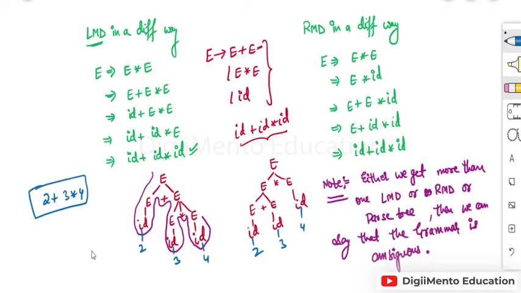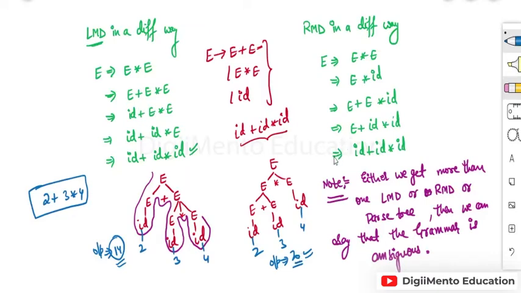Because if we calculate this, the output will come out as 2 plus, suppose here 3 into 4 will be calculated first, so 3 into 4 is 12, plus 2 we will get 14 here. And here the output will be, 2 plus 3 will be calculated first, right? So 2 plus 3 is 5, 5 into 4 is 20, so here we will get 20 as the output. So if the grammar is ambiguous, the parsers get confused about which one to generate first and which one is right, because in both we are getting different output. So that's why we don't want our grammar to be ambiguous. We always want our grammar to be unambiguous. Clear?